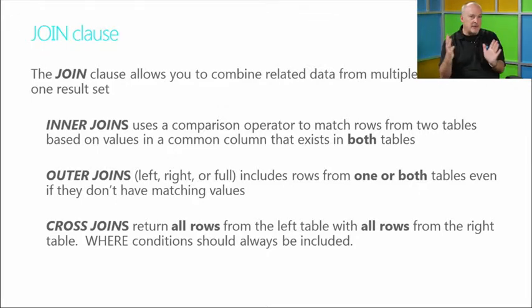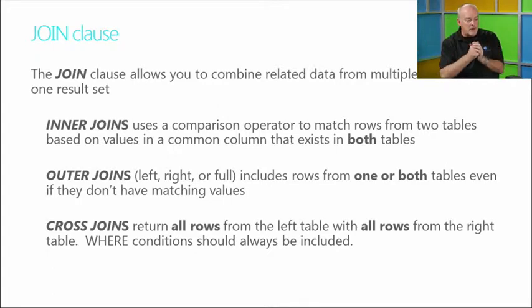Outer joins, if it's a left outer versus a right versus a full, but if it's a left outer join, it's going to include rows from one or both tables, even if they don't have matching values. So if it's a left outer join, it's going to give me everything in that first table. All right, we'll say it's a product from the products table, and then any match from that second table. So that's what it'll do for that. So if it was a right outer join, it'd be everything from the right table and only the matches from the left table.